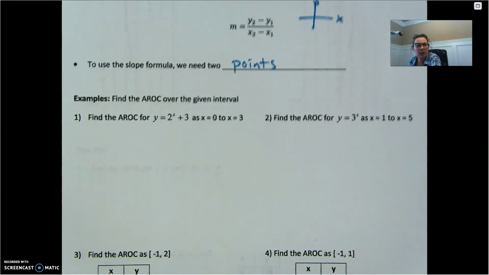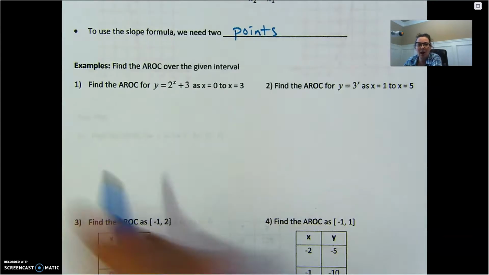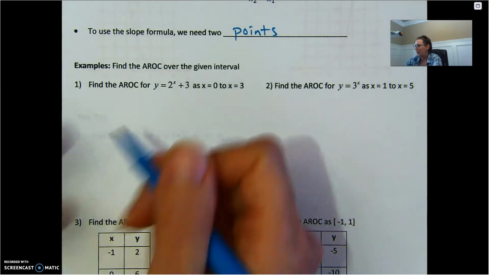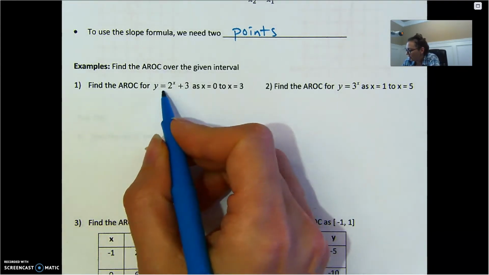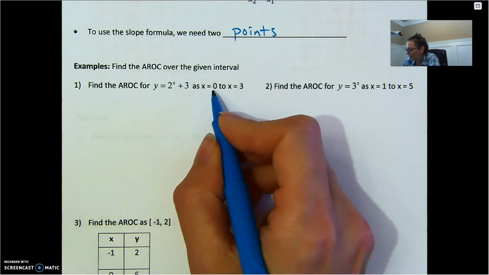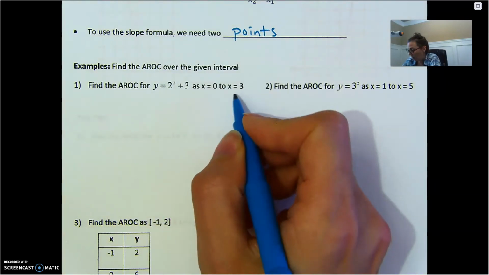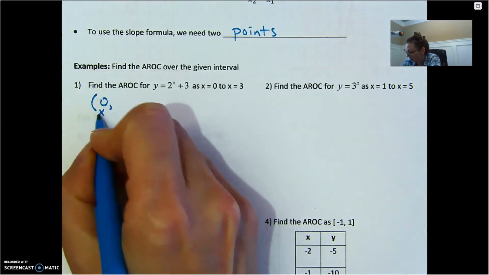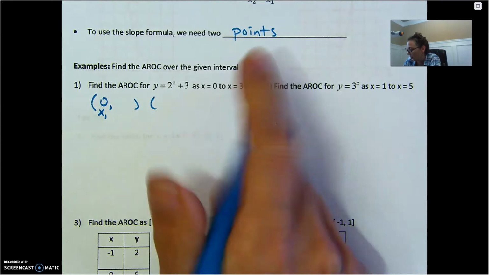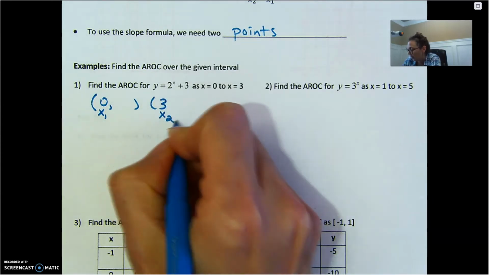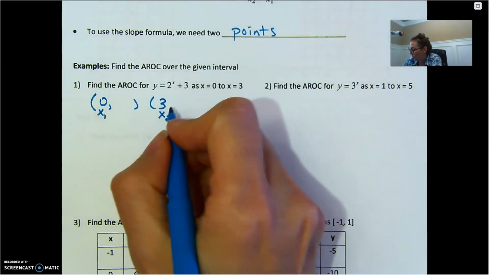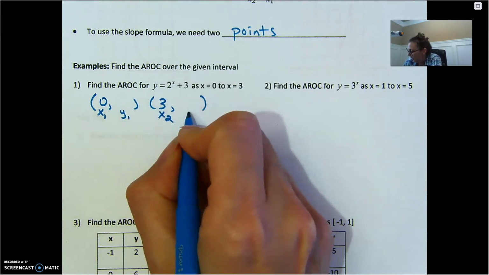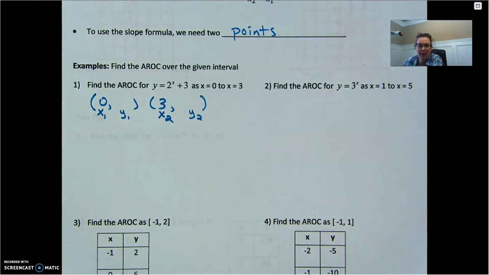All right, so let's see. I'm going to do the odds, and I'll leave the evens. Nope, just kidding. Let's just do them all together. Why not? We want to find the average rate of change for this function as x goes from 0 to 3. So as far as our 2 points are concerned, we've got 0 for our first x, and we're going to 3 for our second x. But what we don't know are the y's. So I've got to do a little bit of algebra to figure out what those y's are.